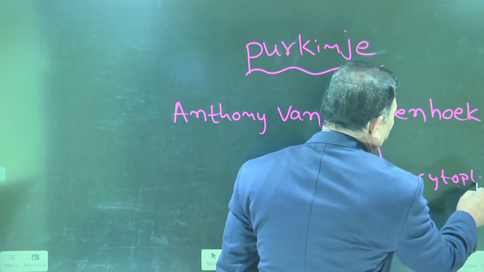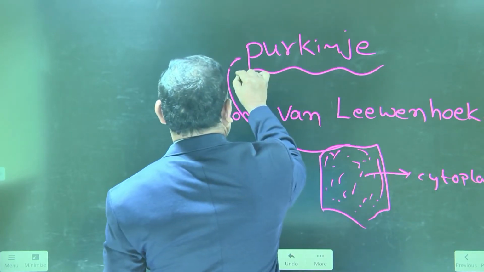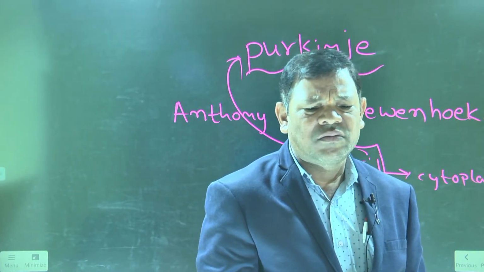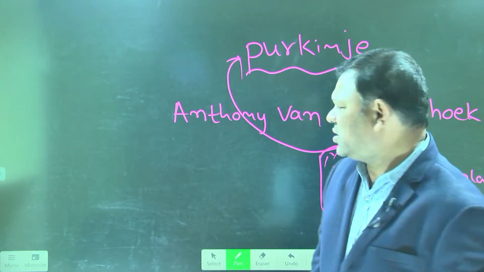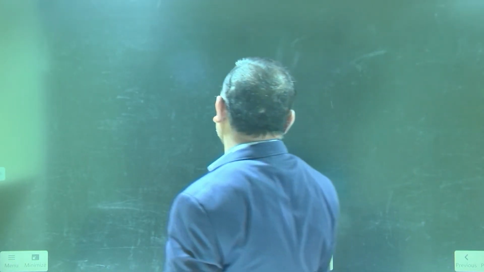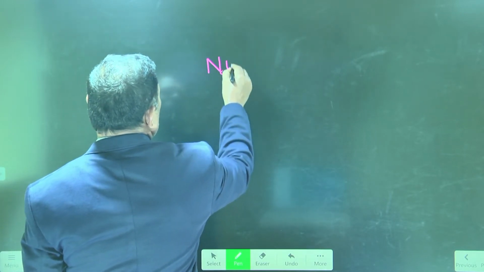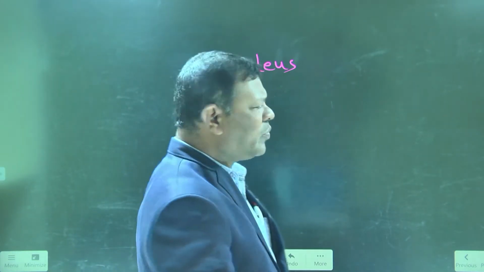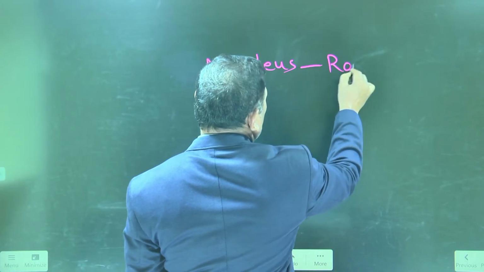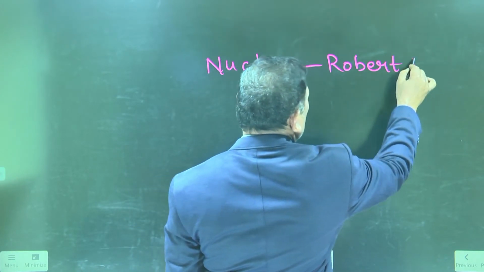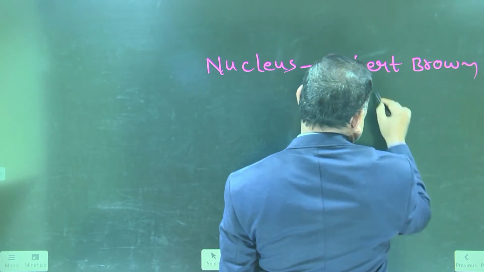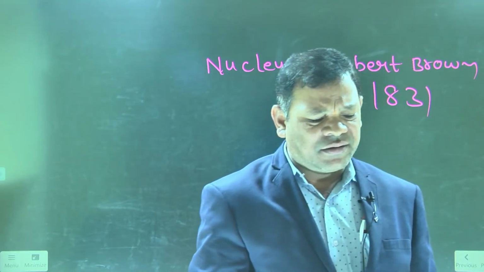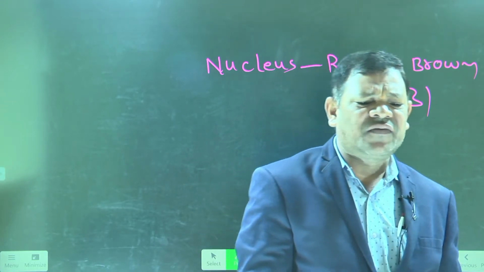The name cytoplasm was given by whom? Purkinje. Next my question is, who discovered the nucleus? Robert Brown discovered the nucleus. Which year? 1831. Next, the fundamental unit of life is dash.